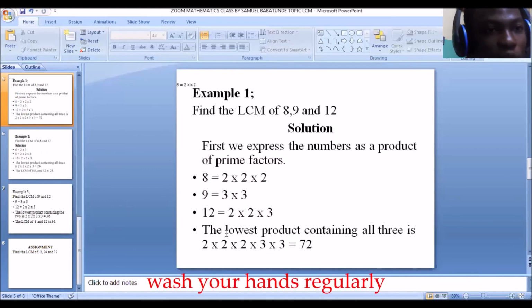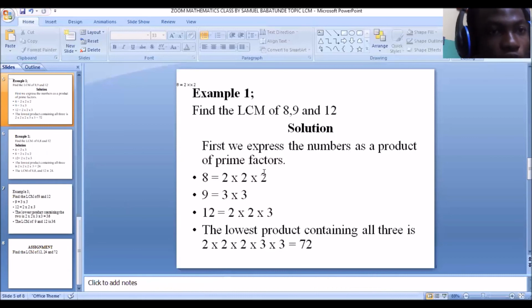And that is why I have only what? 2 times 2 times 2. Remember, I have how many 2s here? I have 1, 2, 3, 4, 5. But I have only 3 here. That is because this 2 and this 2 is already contained here. I must not repeat them. There must not be any repetition.